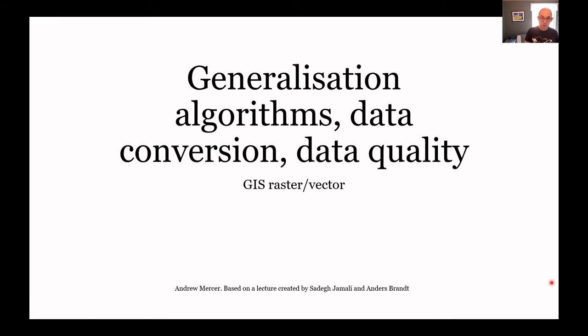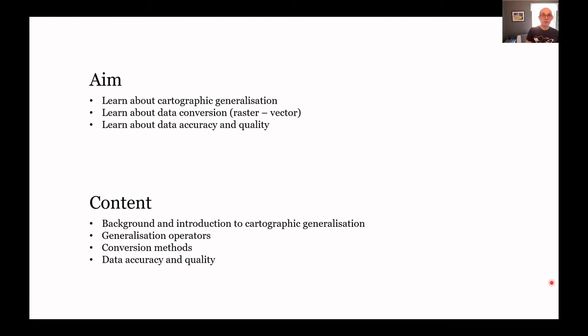So we're going to learn about the subject of cartographic generalization. But this is an information generalization as well, which is where we come into this idea of data conversion and looking at accuracy and quality. So we're taking data and we're having to make adjustments to it. We're having to make some decisions about what gets shown and what doesn't, and to what accuracy we show the data.